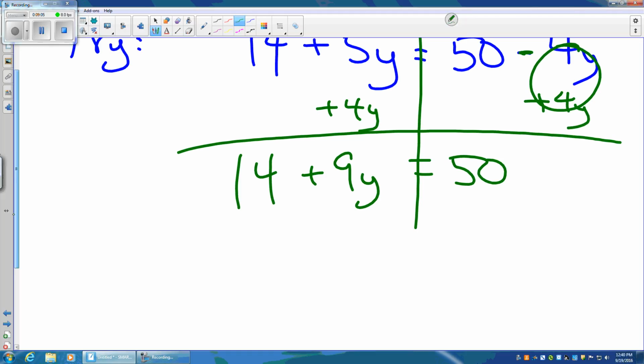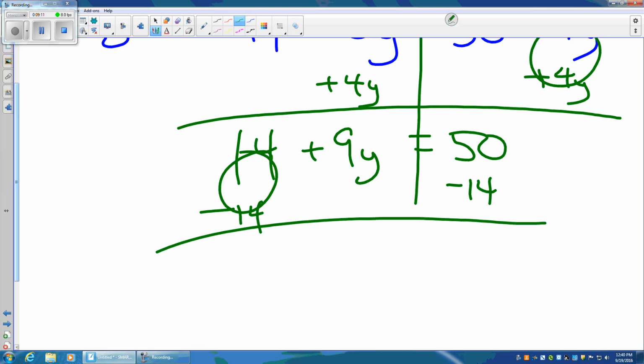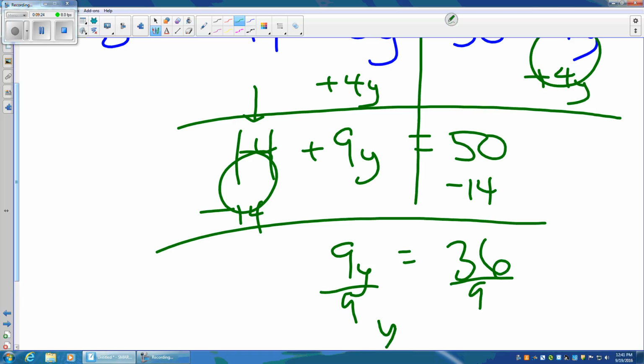Now that I have that, I'm going to subtract 14 on both sides, because it's the thing that's not attached. I'm going to drop down that positive 9y is 50 minus 14 is 36. And then divide both sides by 9, and y is 4. All right? So the last thing I want to talk about on this video, and then we're done, is what that means. Y is 4.